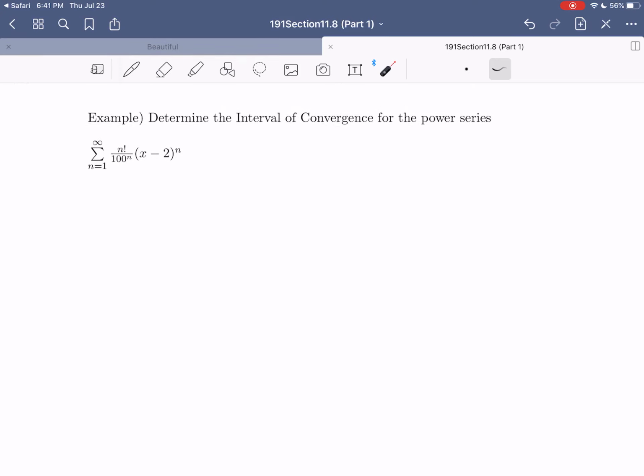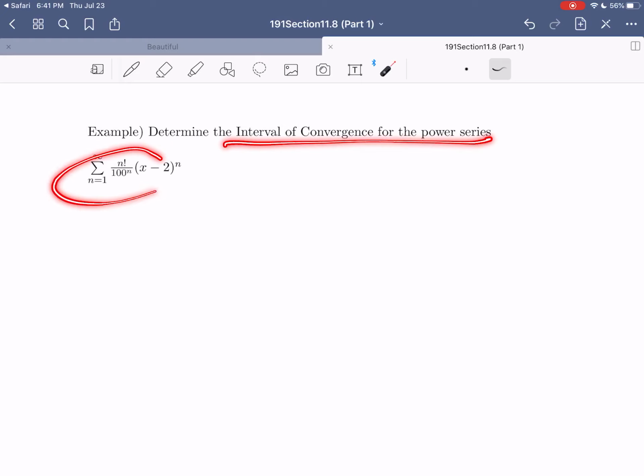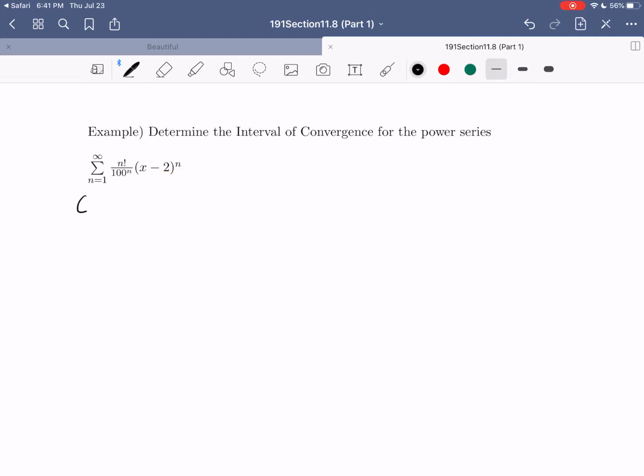All right, so we're going to try to determine the interval of convergence for this power series. Notice that this power series is the sum from n equals 1 to infinity of n factorial over 100 to the n, times x minus 2 to the n. We can make a note here: the center is at x equals 2 in this case. Notice that this time there is a factorial present, so we might want to try to use ratio test.